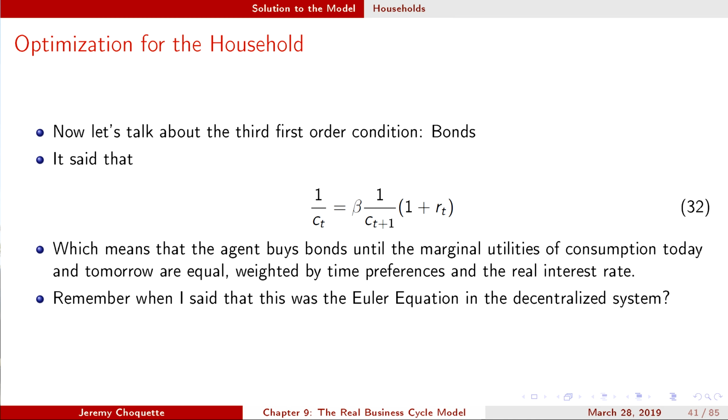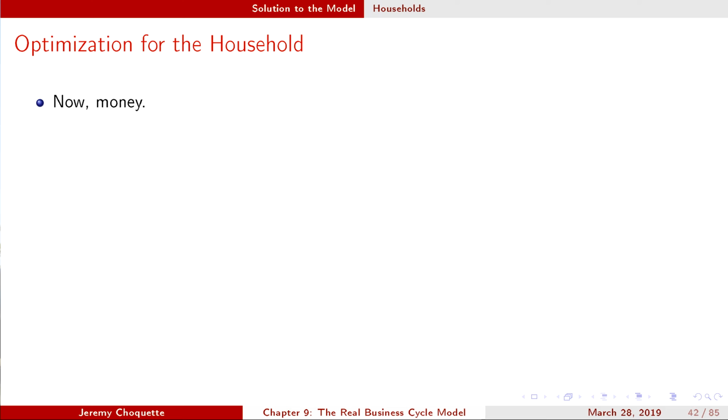Now, when I solved some stuff out with that first dynamic general equilibrium model, I said that the marginal product of capital in the Euler equation was actually, in a decentralized system, equal to 1 plus the real interest rate. Well, this is where that comes from. So I, in fact, wasn't lying when I told you about that. So, all right, cool. Good for me.